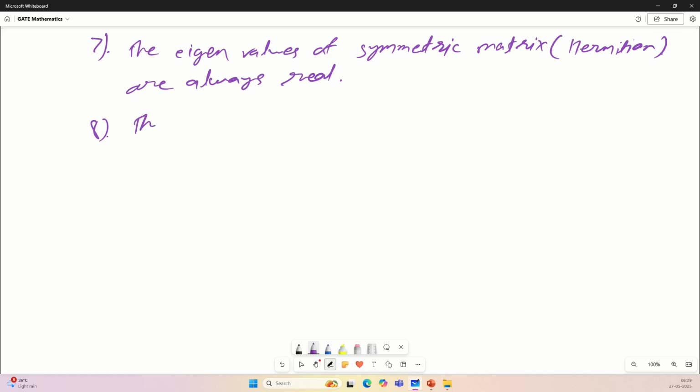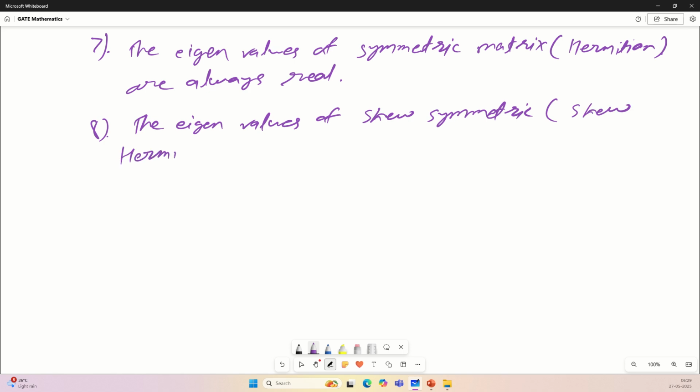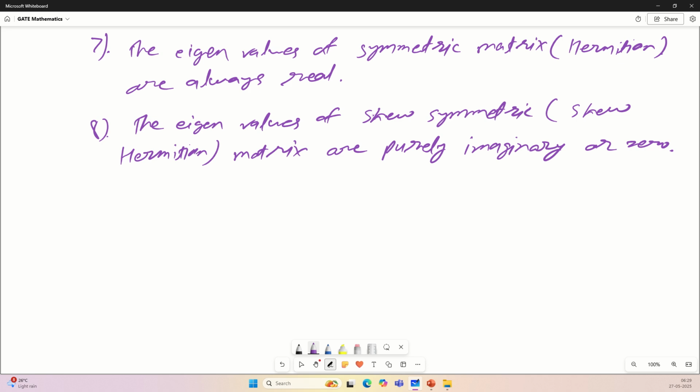The eigenvalues of a skew symmetric or skew Hermitian matrix are purely imaginary or zero. Okay. Let us take the ninth one.